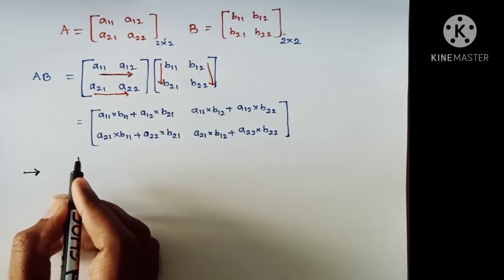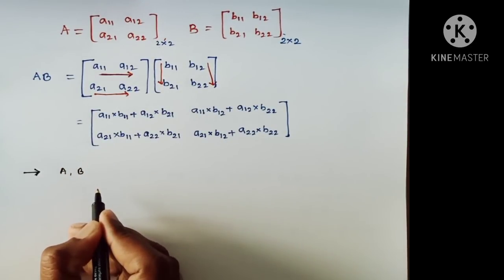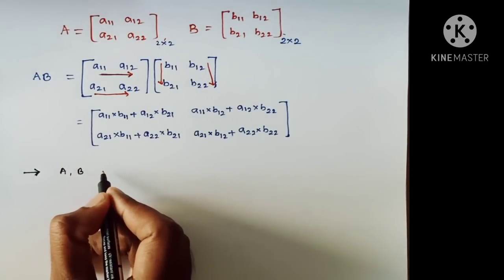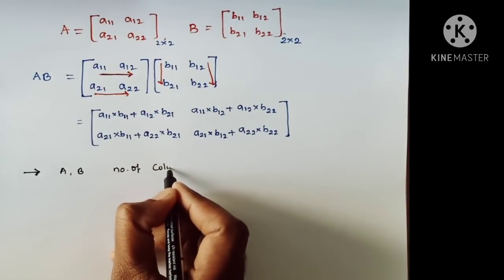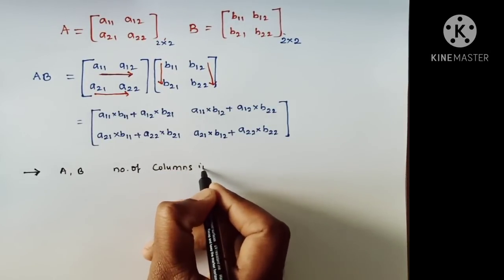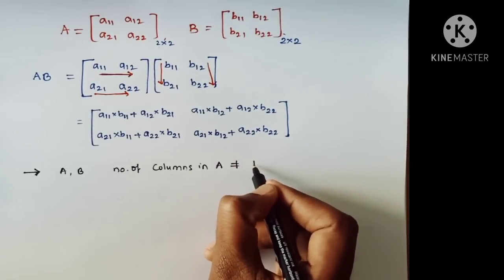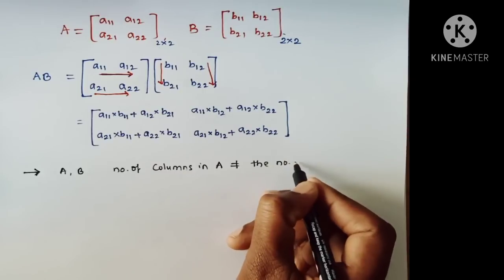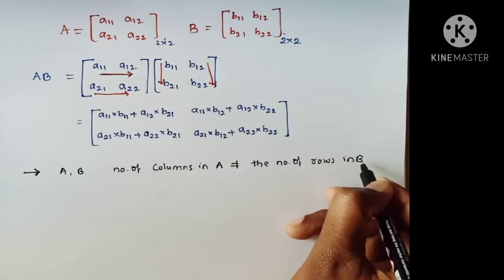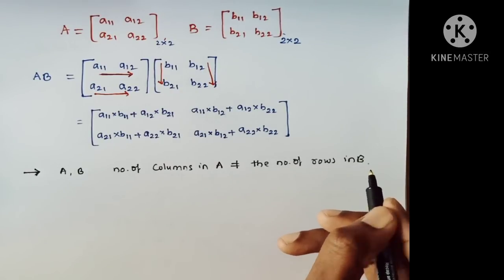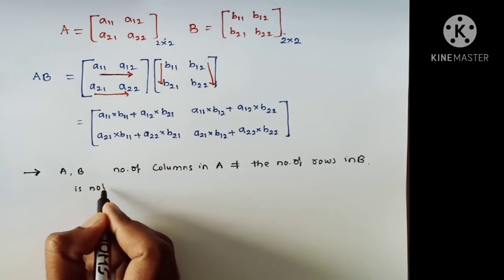Note one point: if A and B are two matrices, and the number of columns in A is not equal to the number of rows in B, then the product of A and B does not exist.